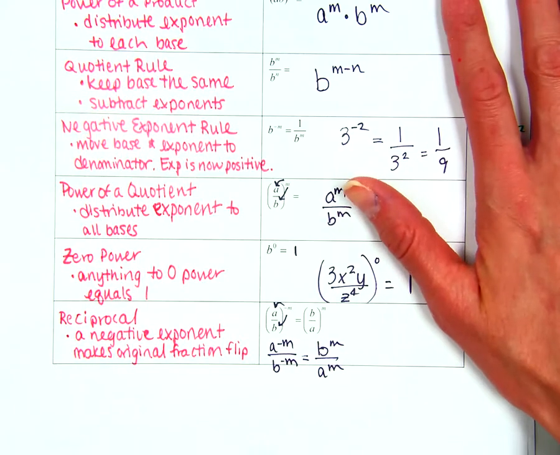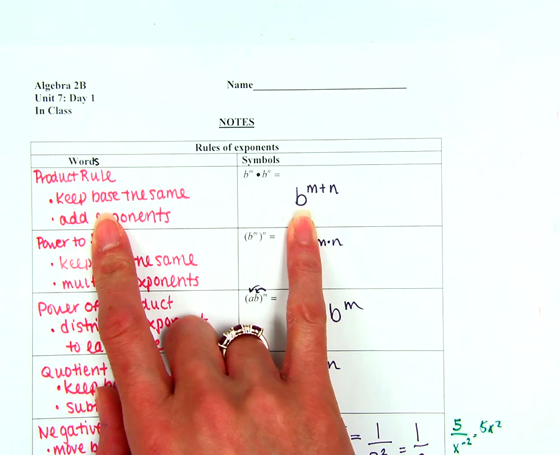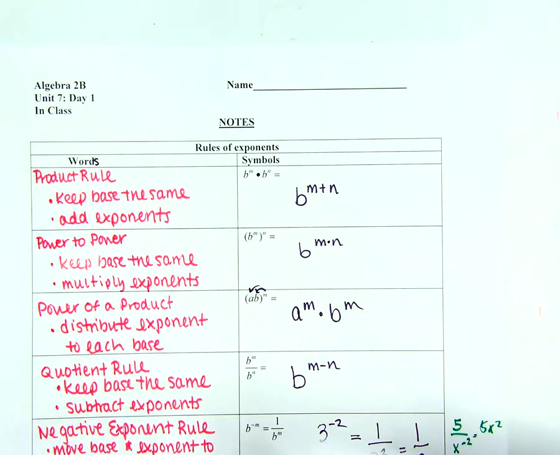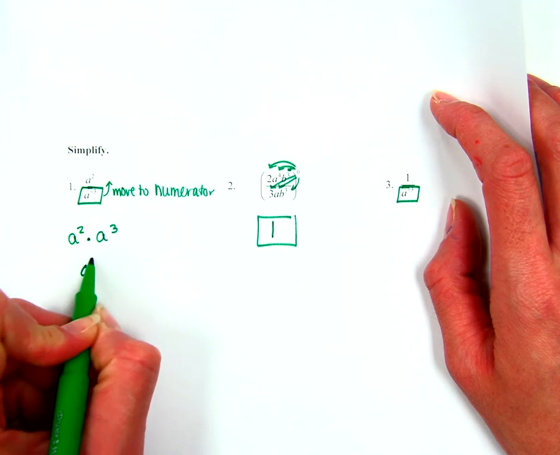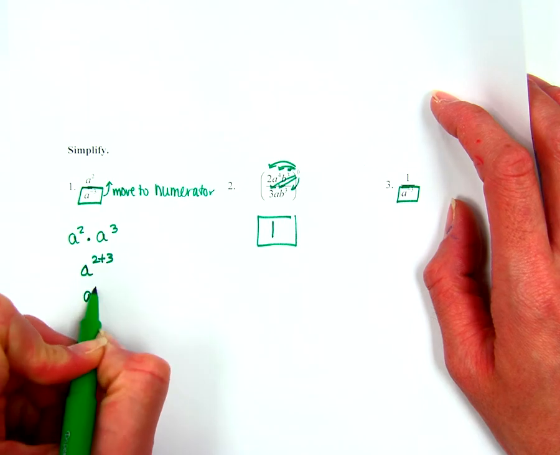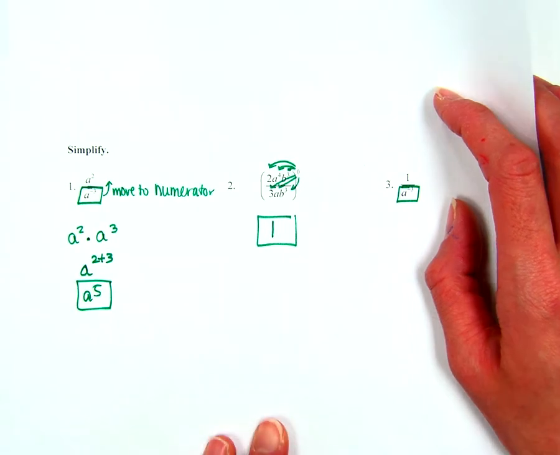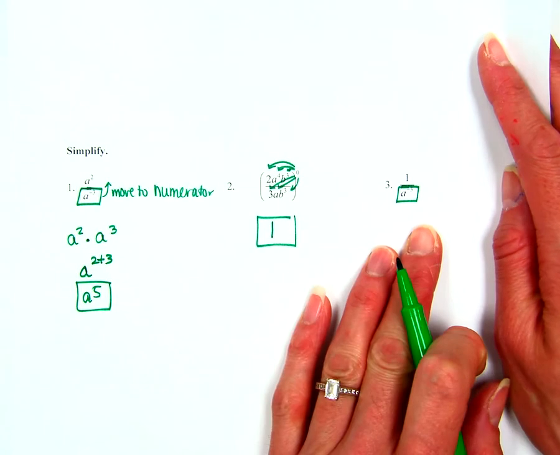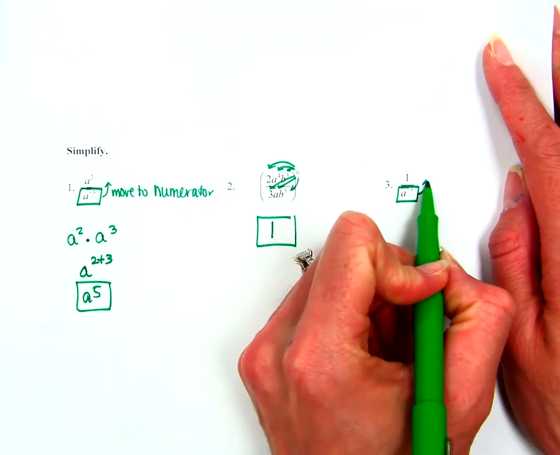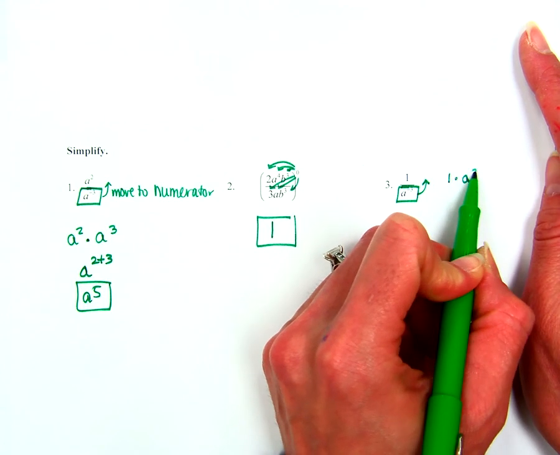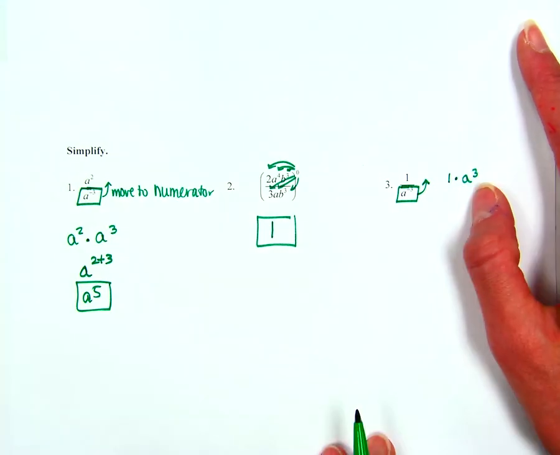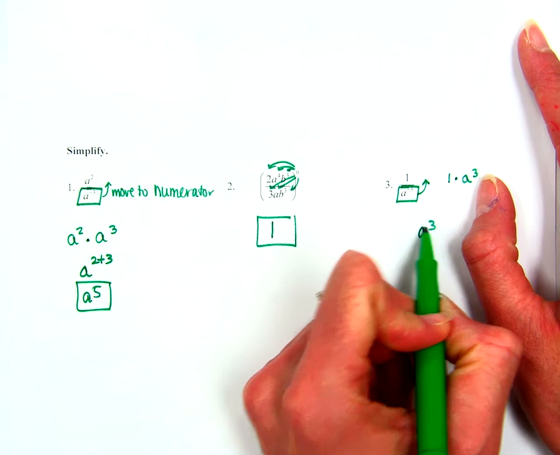So figure out which rule we're using, and we're using this one. If you have the same base, you're going to just add your exponents. So same base, keep the base the same. 2 plus 3 gives me a to the 5th. All right, number 3, same thing. So this whole thing, a to the negative 3rd, becomes 1 times a to the positive 3rd. Well, 1 times anything is just a to the 3rd.